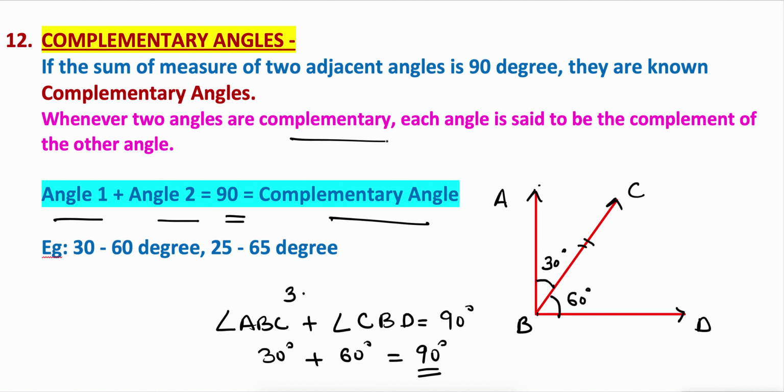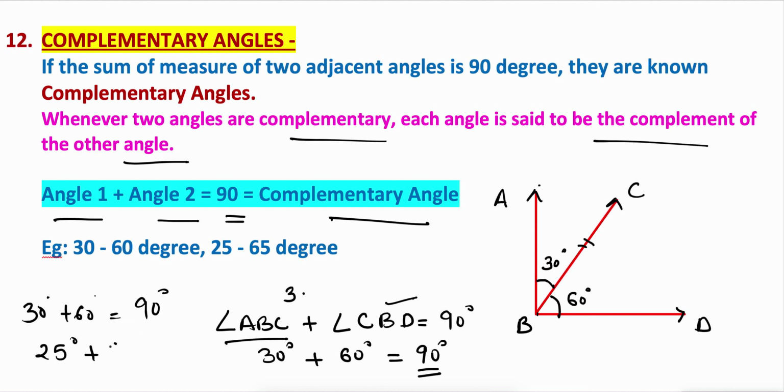Whenever two angles are complementary, each angle is said to be the complement of the other. So we can say that angle ABC is the complement of angle CBD and angle CBD is the complement of angle ABC. So the complementary angles can be anything. 30 plus 60 degree will be equal to 90 degree. 25 degree plus 65 degree is equal to 90 degree. So the main condition of complementary angles is that the sum of the two angles should be equal to 90 degrees.